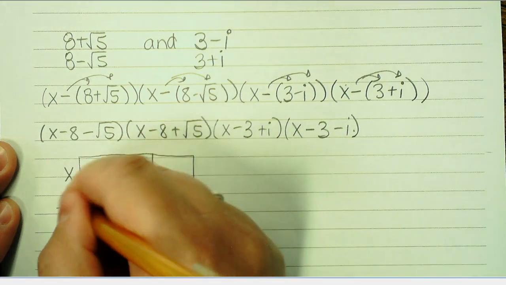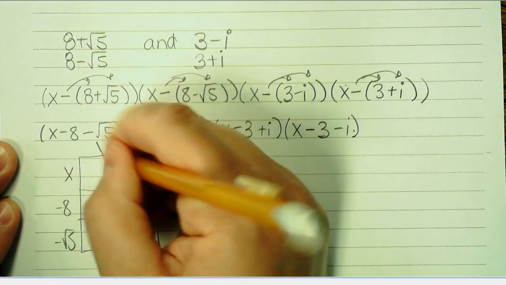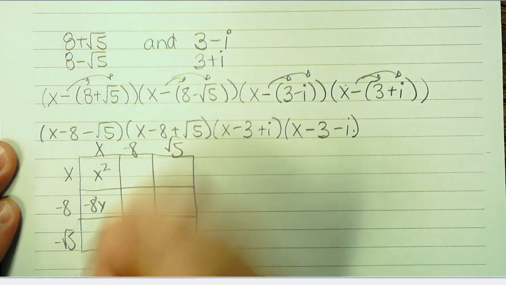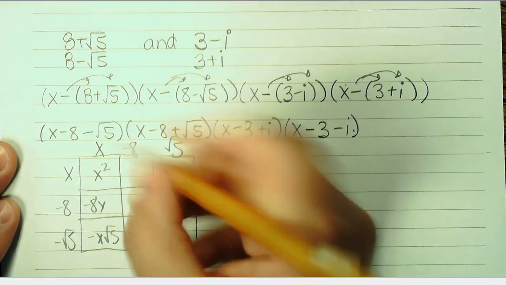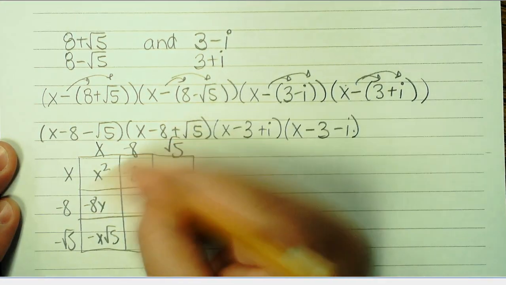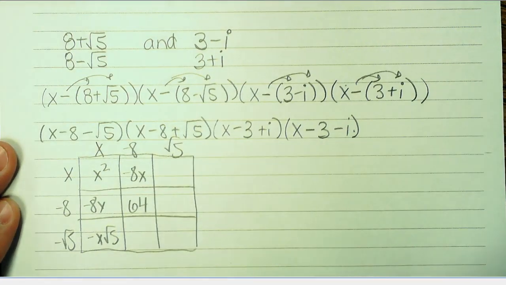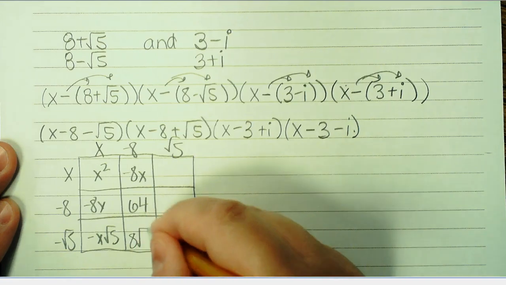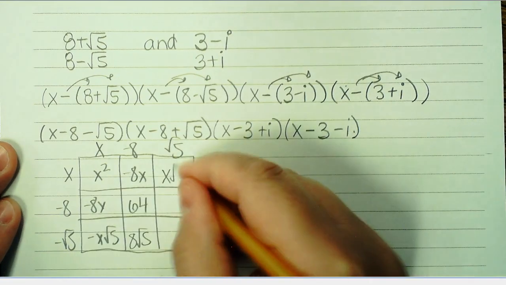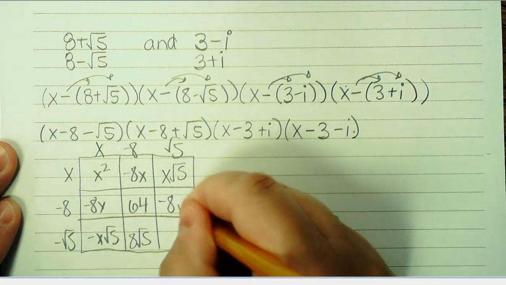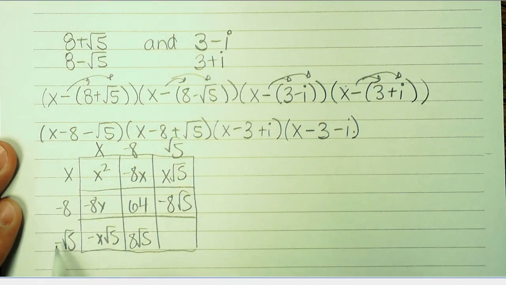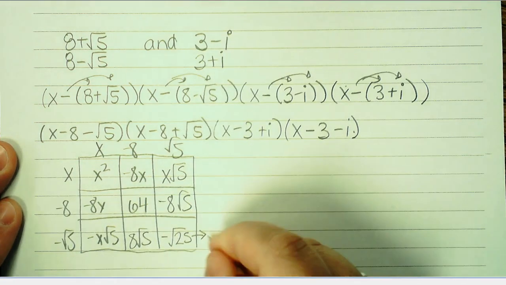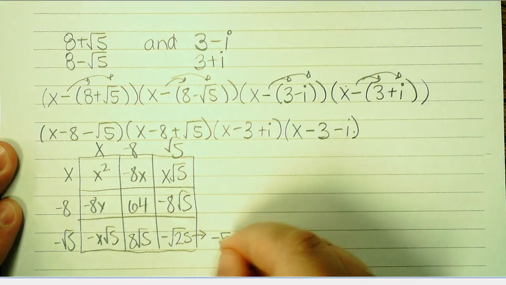Alright, so I have an x minus 8 minus radical 5. I have an x minus 8 plus radical 5. X squared, this is minus 8x minus x radical 5. This is minus 8x. Negative 8 times negative 8 is positive 64 there in the middle. Negative 8, negative radical 5, so this will be positive 8 radical 5. This is positive x radical 5. This is negative 8 radical 5. Now down here in the corner, negative times a positive, this is negative square root of 25. So this is negative, and then the square root of 25 is 5.